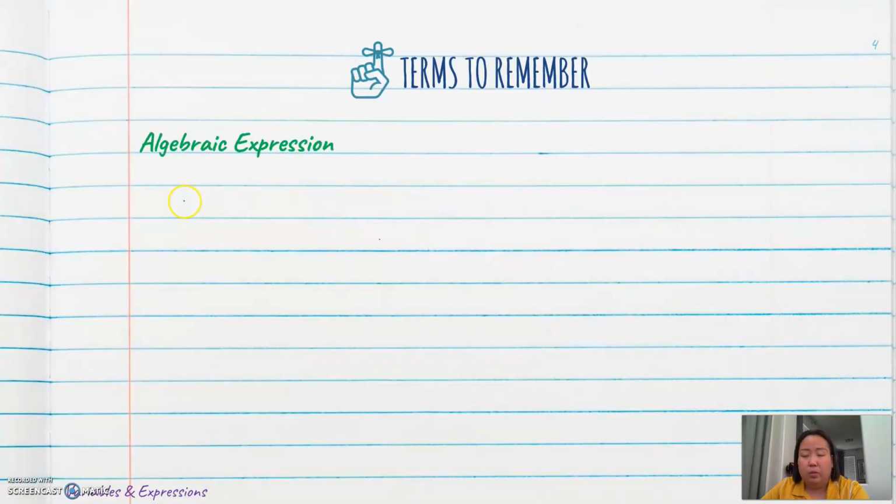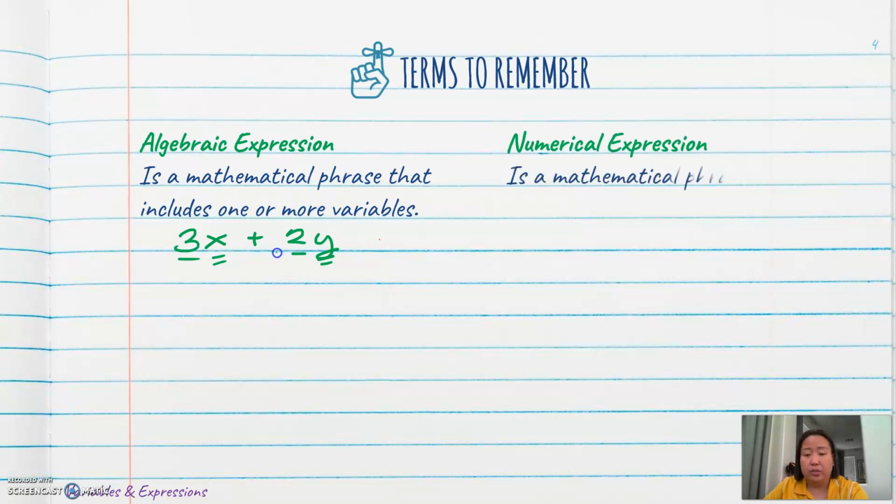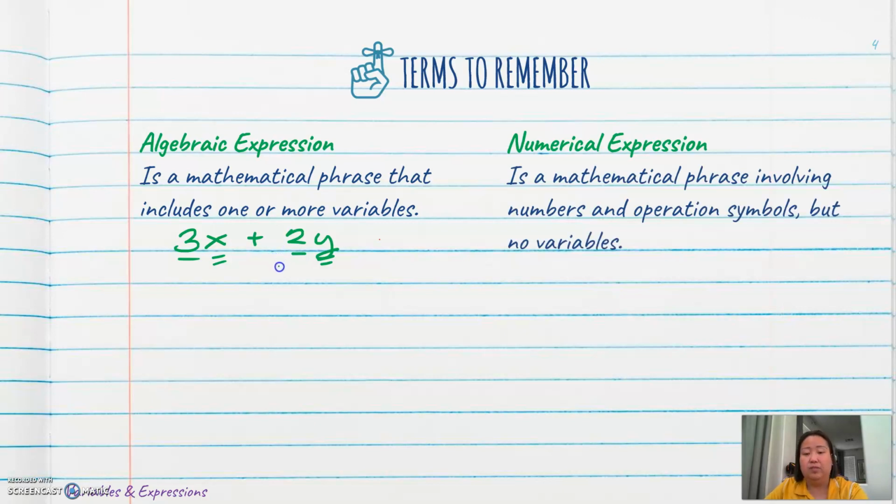Now, aside from this, we also have our algebraic expression. So an algebraic expression is a mathematical phrase that includes one or more variables. So for example, we have 3x plus 2y. So you have your numbers and you also have your variables in this mathematical phrase. We also have what we call the numerical expression. So this is a mathematical phrase that only involves numbers and operations, no variables at all. So we are very familiar with this thing. So let's say we have 3 plus 7 as an example of a numerical expression.